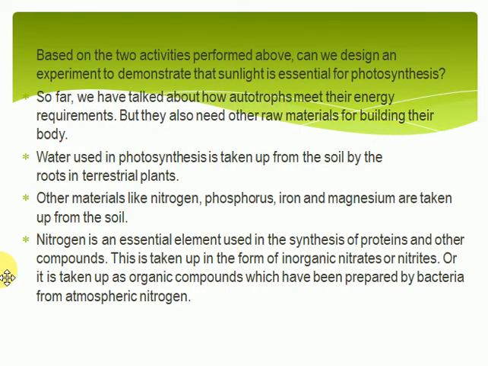Based on the two activities performed above, can we design an experiment to demonstrate that sunlight is essential for photosynthesis? So far we have talked about how autotrophs meet their energy requirements, but they also need other raw materials for building their body. What other raw materials do plants require? They require water and minerals, and they absorb water and minerals through the roots. Other materials like nitrogen, phosphorus, iron and magnesium are also taken up from the soil.